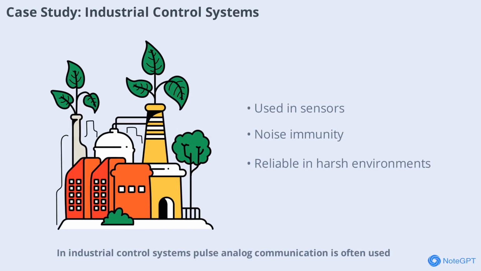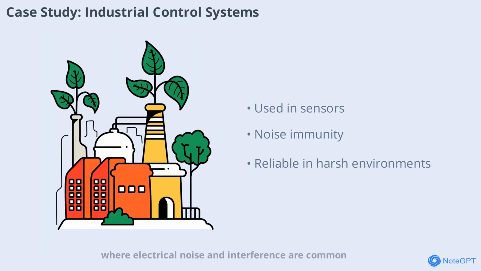In industrial control systems, pulse analog communication is often used to transmit sensor data and control signals. Techniques like PWM are favored for their noise immunity and efficiency. Proper implementation ensures reliable operation in harsh environments, where electrical noise and interference are common. This case study demonstrates the practical value of pulse modulation in real-world applications.